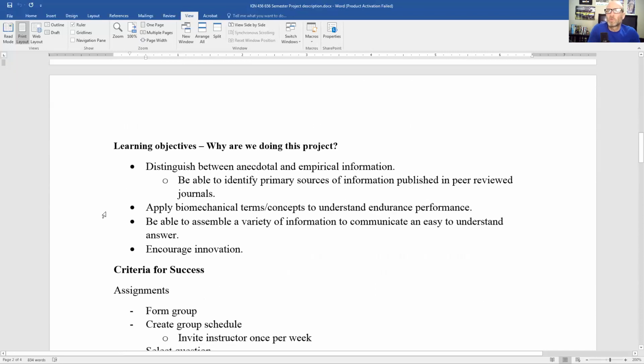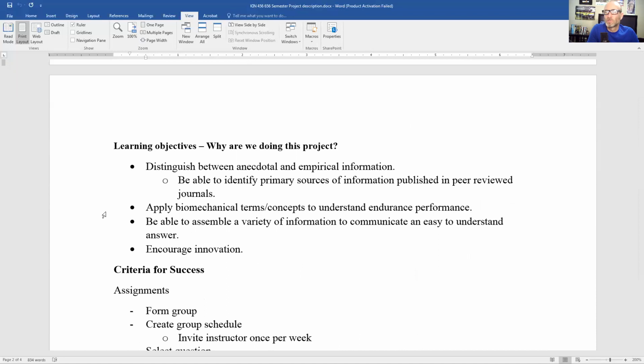Learning objectives, why are we doing this project? Well, I really want you to be able to distinguish between anecdotal and empirical information. That's really important. I want you to know what primary sources of information are in peer-reviewed journals and the importance of that information. As a student leaving with a bachelor's of science in kinesiology, if that's your major, it's really important to be able to tap into the power of research.